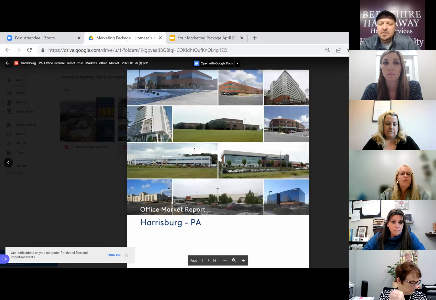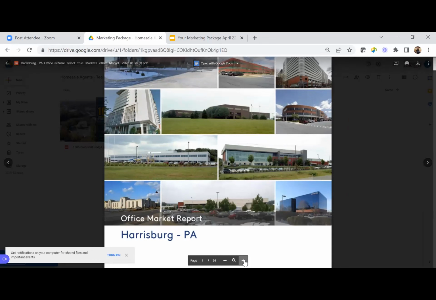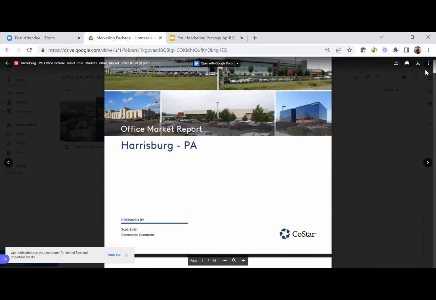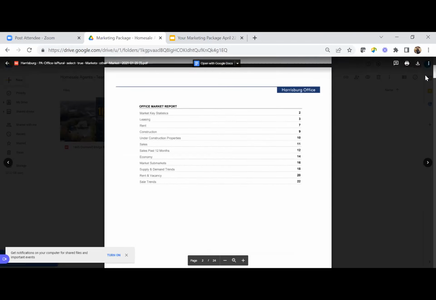Okay, so this is a study that I completed over a year ago. So the information is no longer valid, just so you know. And these things you have to kind of update almost annually. As you can see, it's 23 pages long. And I did this when we were looking at the Harrisburg office for Berkshire.